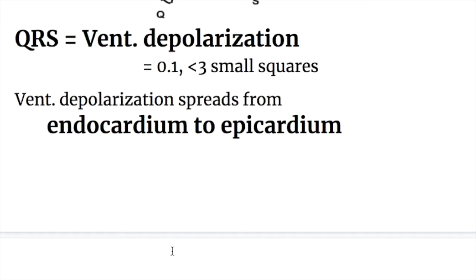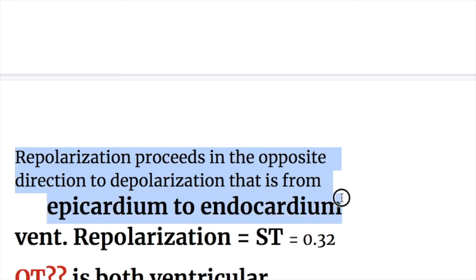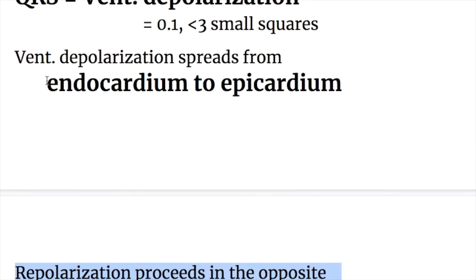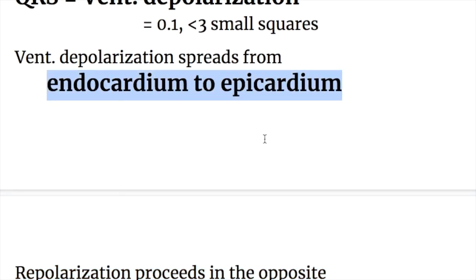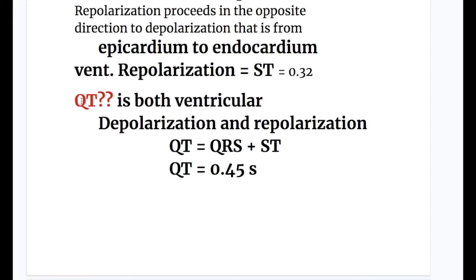Ventricular depolarization spreads from endocardium to epicardium, whereas repolarization proceeds in the opposite direction to the depolarization, that is from epicardium to endocardium. So depolarization spreads from endocardium to epicardium and repolarization spreads from epicardium to endocardium, and repolarization is ST segment 0.32 seconds. And what's QT?